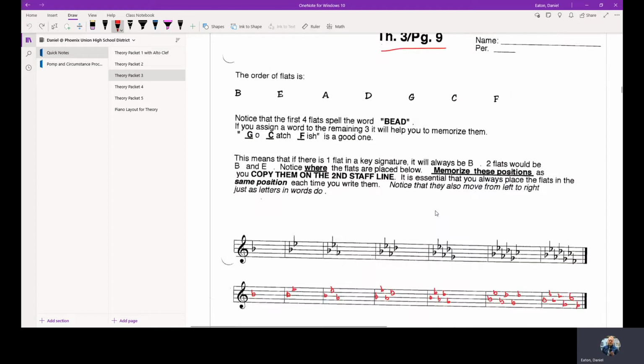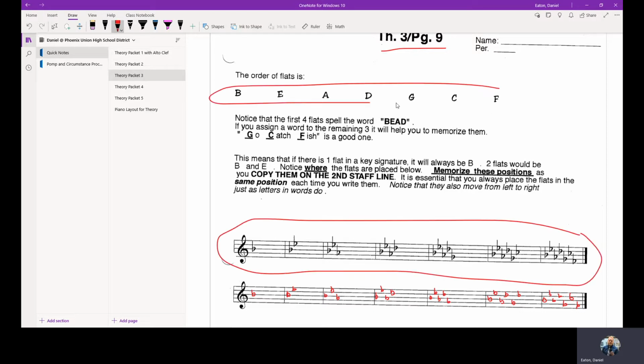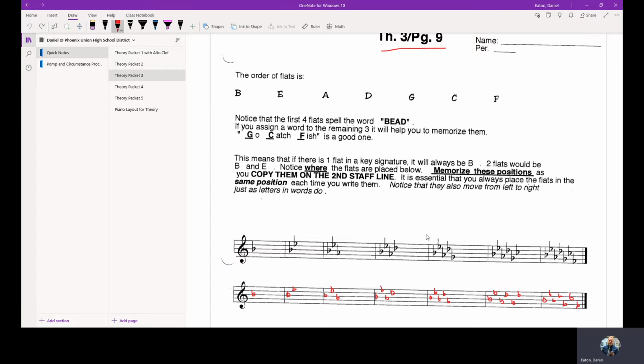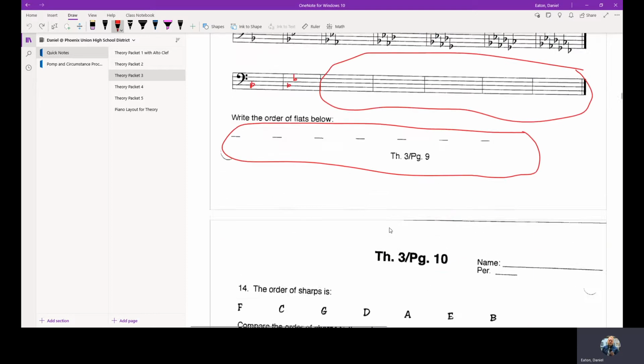Okay. All right, the order of flats. BEAD GCF, or Bead Go Catch Fish, I think, is the order of flats. And all that means is, if you look at this chart down here, and then you look at this line of letters right here, B, the new one is E, the new one is A flat, the new one is D flat, G flat, C flat, and F. It's just the order of flats as it progressively goes from 1 flat to 7 flats. That's all that this is. Helpful for when you're writing out key signatures, but that's what it is, okay?